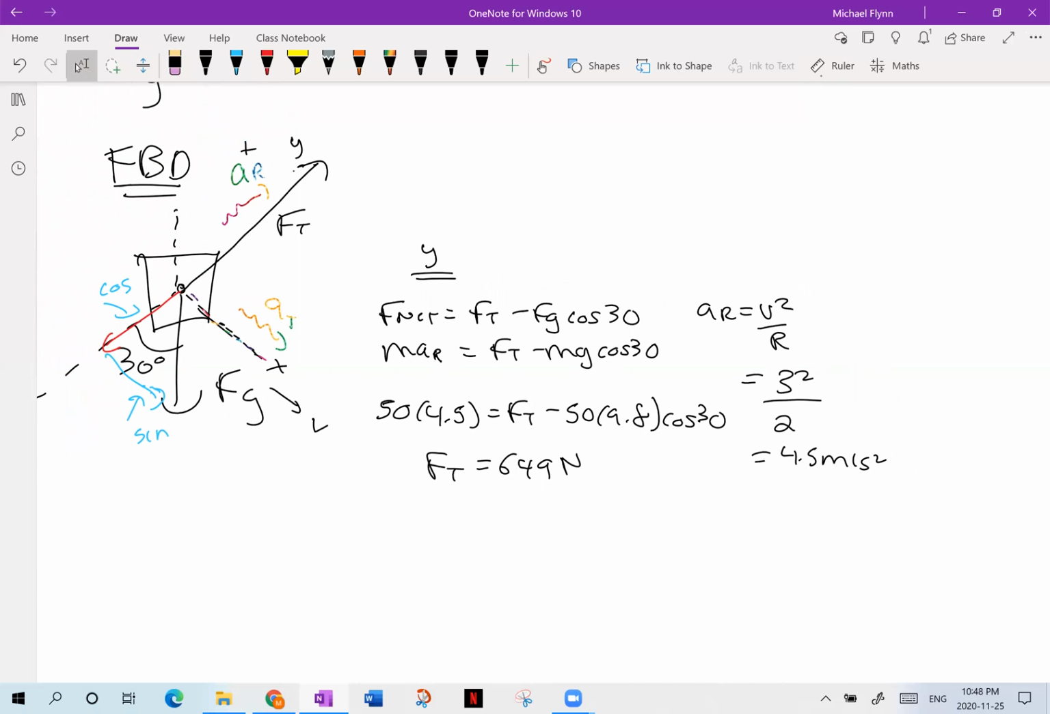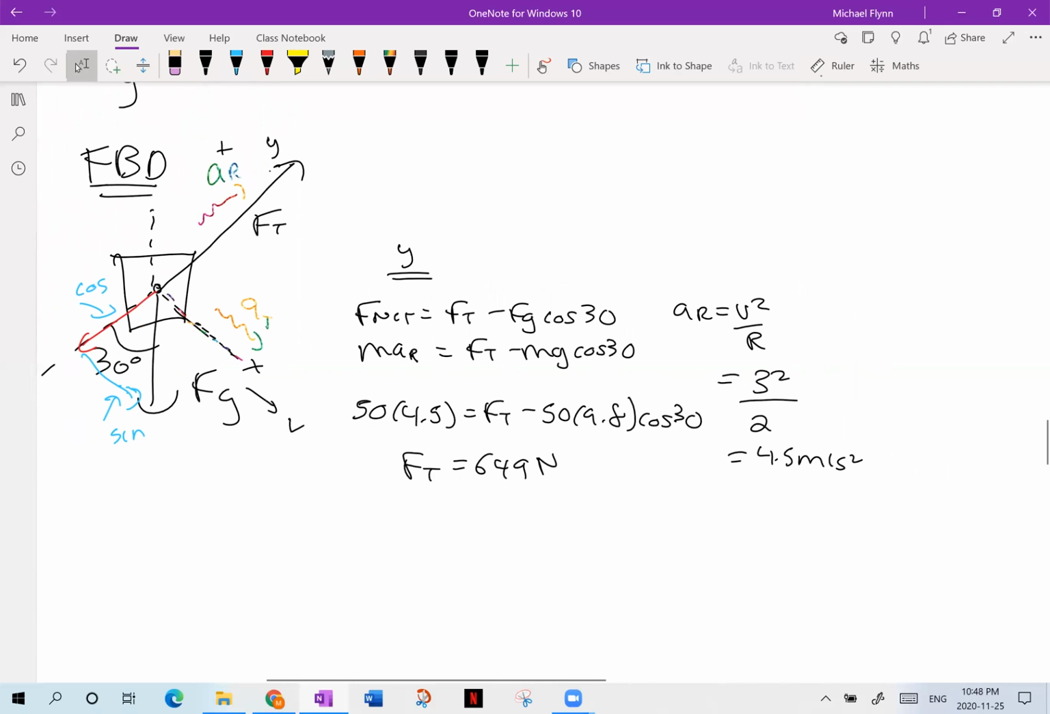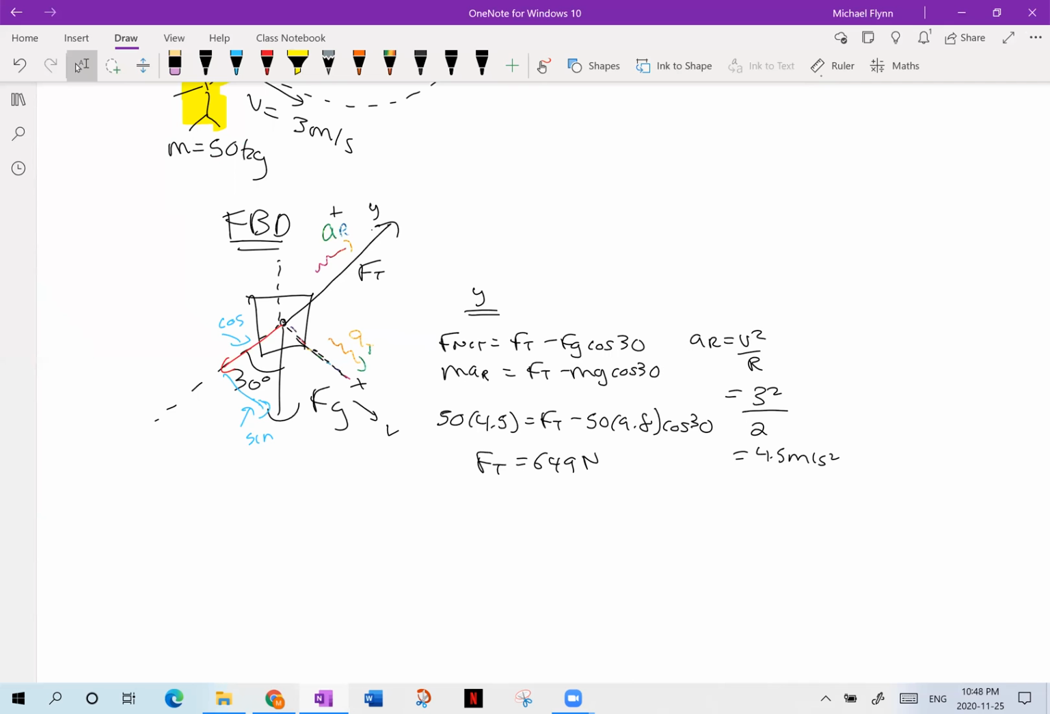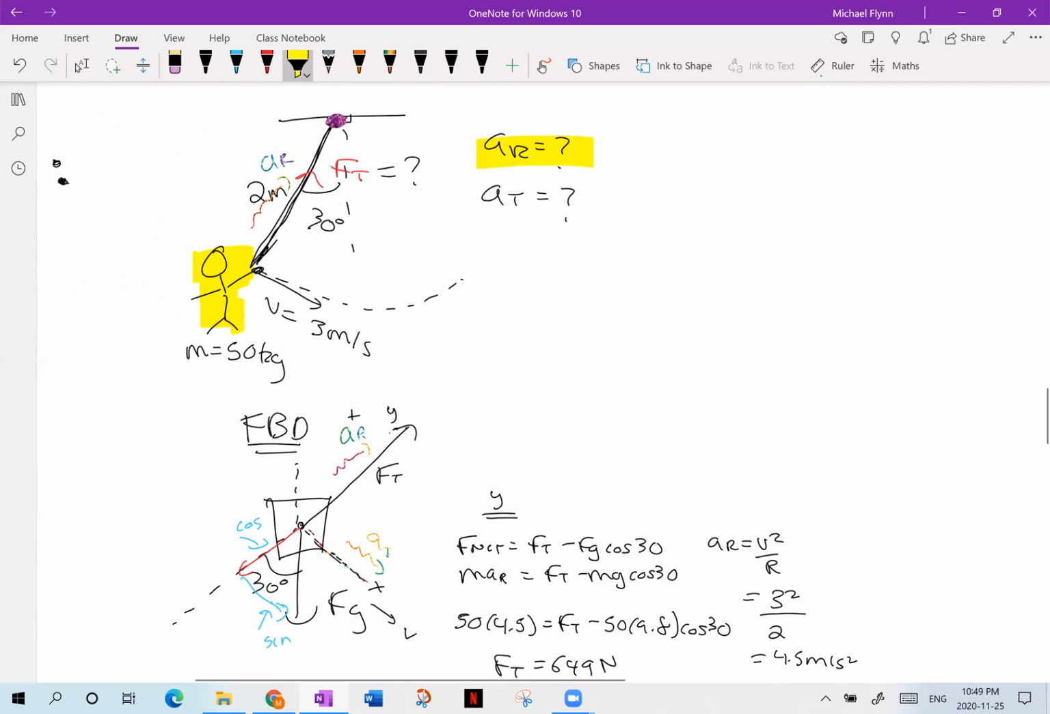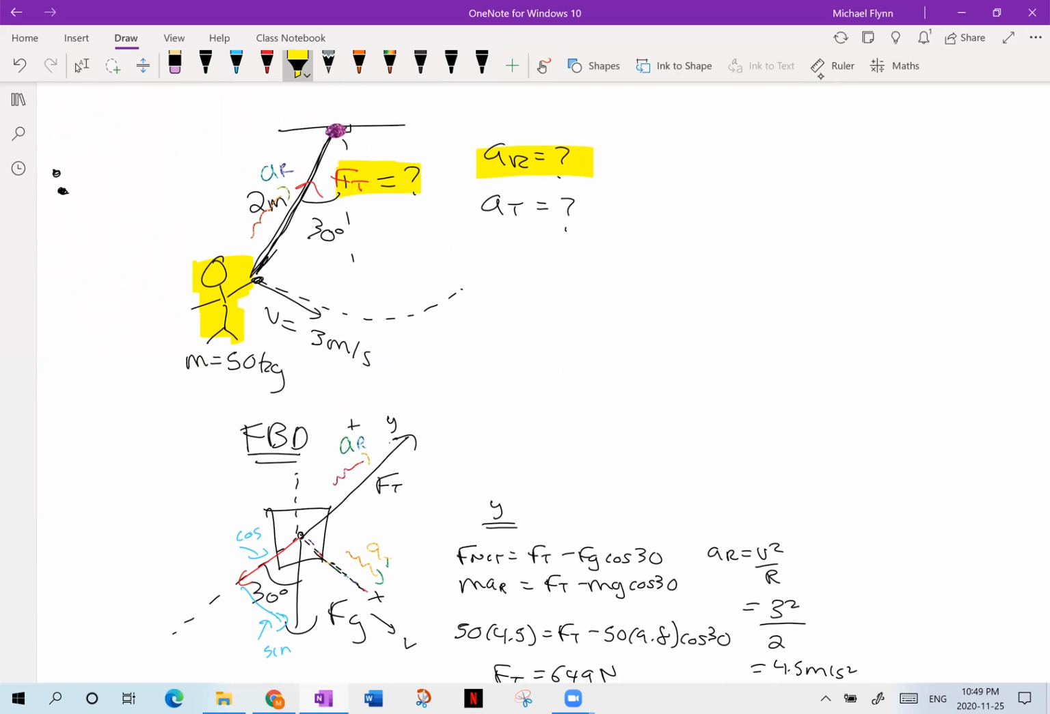Now it's going to change as he goes down. Actually, that tension is going to increase because it's going to speed up as he goes down because of gravity, right? Now we've answered 2 of the 3 questions. We got the radial acceleration. That one's easy. It's V squared over R. We got the tension, no problem. We used a free body diagram.